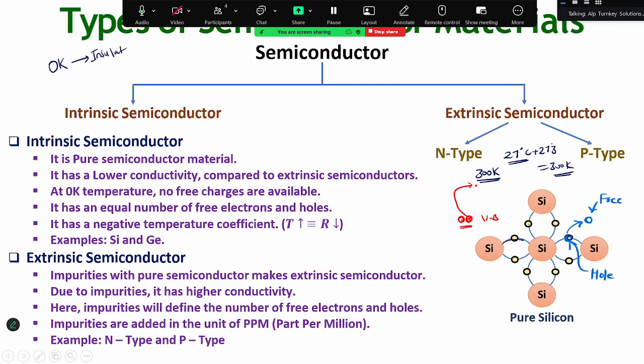If you see the intrinsic semiconductor, it is a pure semiconductor, and it has lower conductivity compared to extrinsic semiconductor. At 0 Kelvin, there are no free electrons or free charge carriers available.